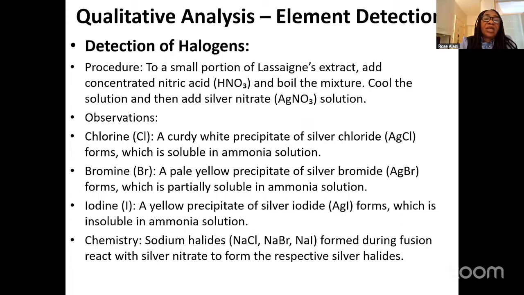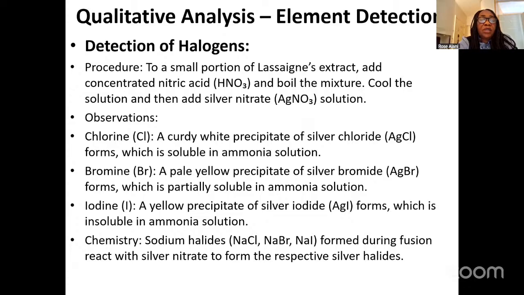How to detect halogens? Take a small portion of the Lassaigne's extract, add concentrated nitric acid, boil the mixture, cool the solution, then add silver nitrate solution.